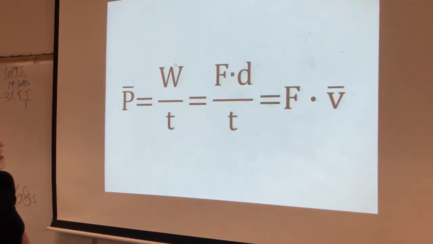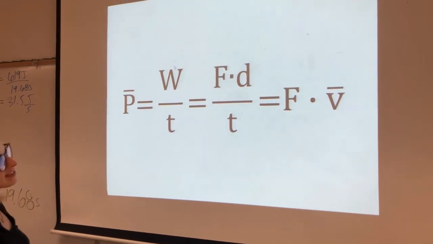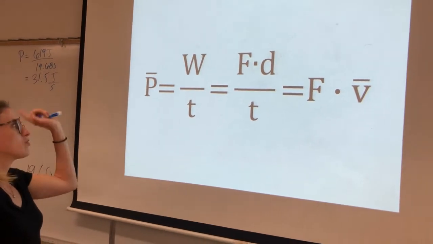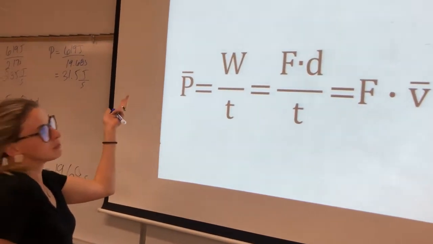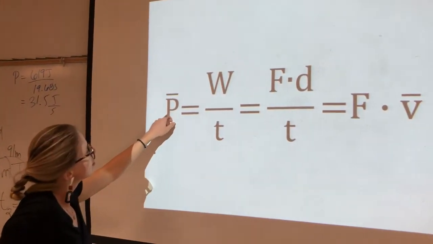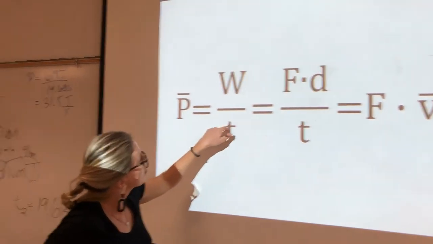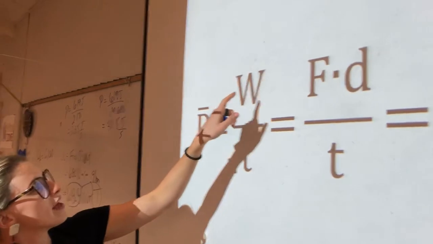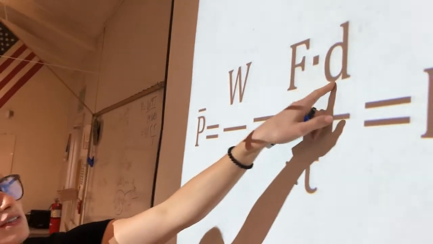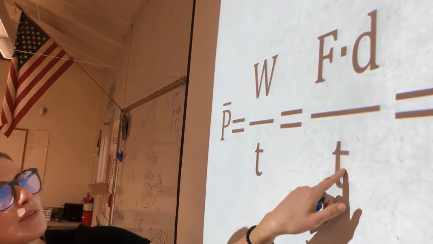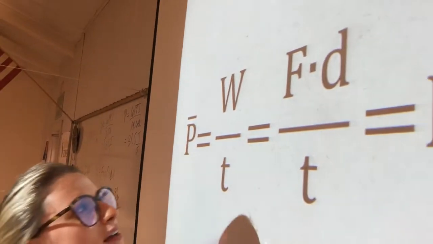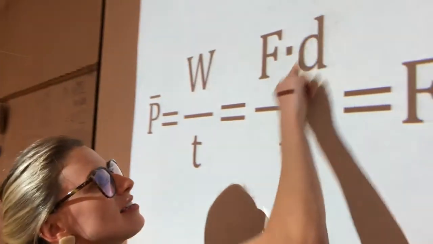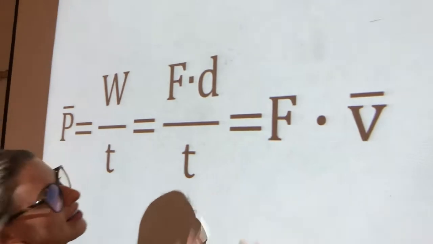Those are the units, these are the symbols. Power is work over time, and work is force times distance. Force times distance over time. Distance over time looks familiar: velocity equals D over T. Oh, yeah, that's where we get this from.